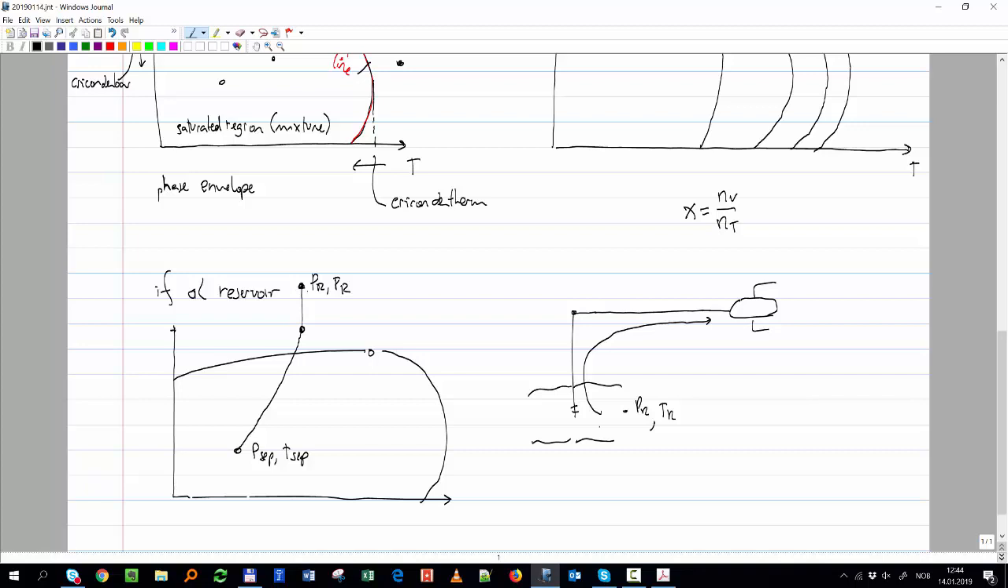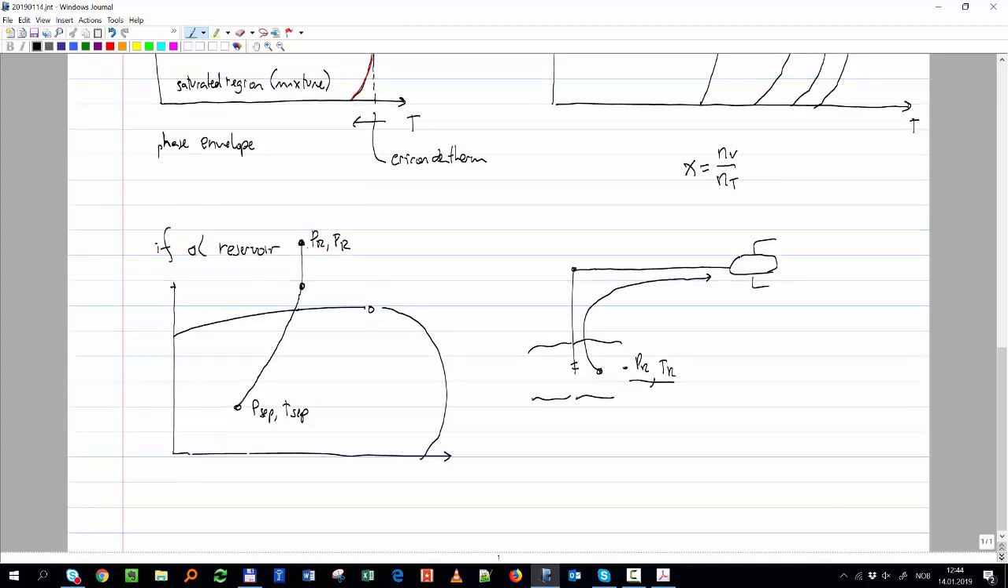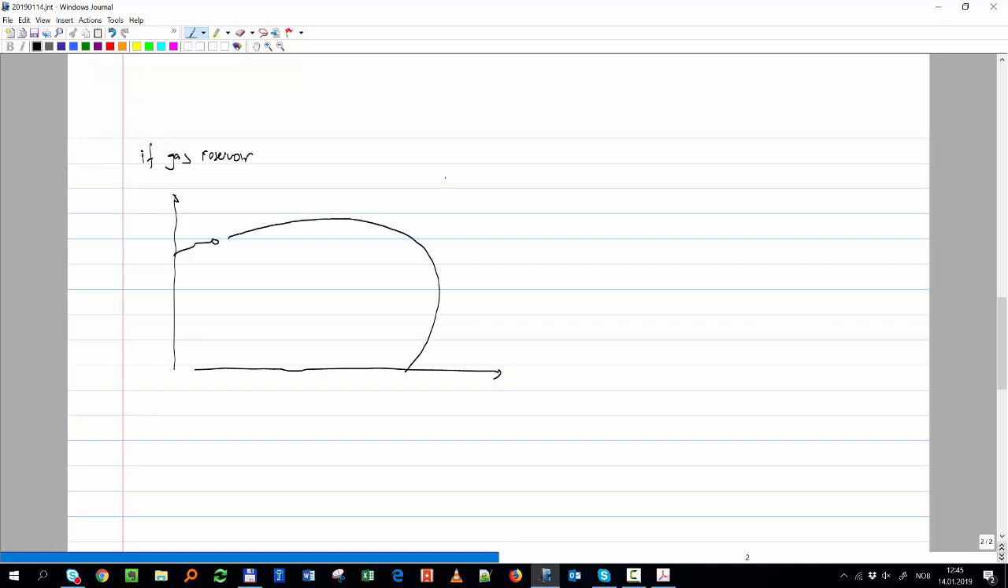Where I intersect depends on the conditions, on how far this is from this line. Sometimes it might be very, very close. Sometimes it might be far, far away, so then I reduce pressure and temperature and go inside the envelope. Now, if I have a gas, how does it look? For a gas reservoir, it's very similar, but the initial PR and TR have to be in the gas part.